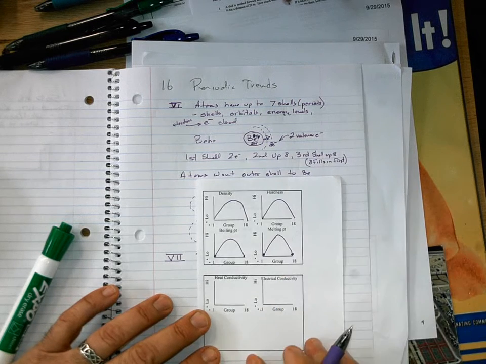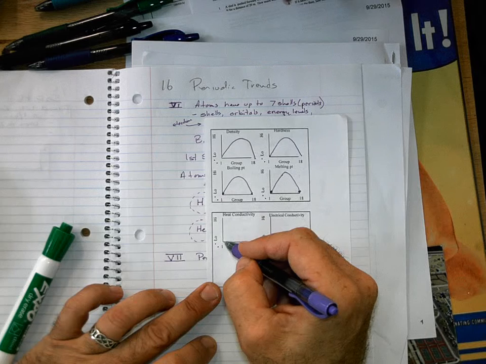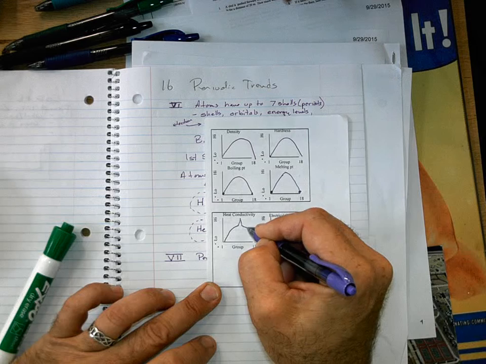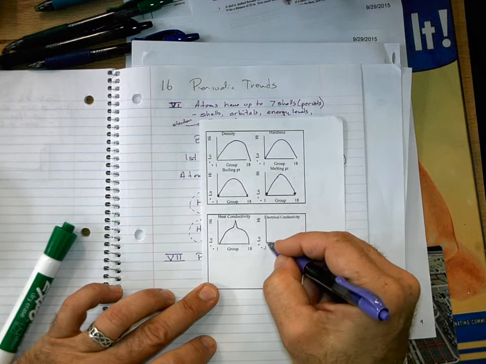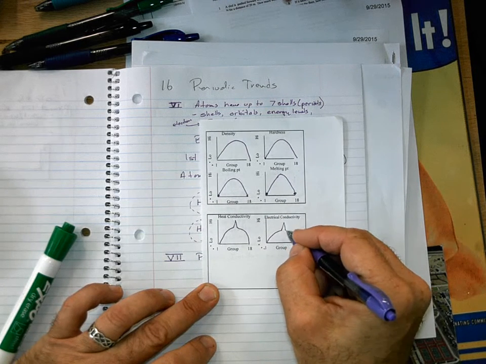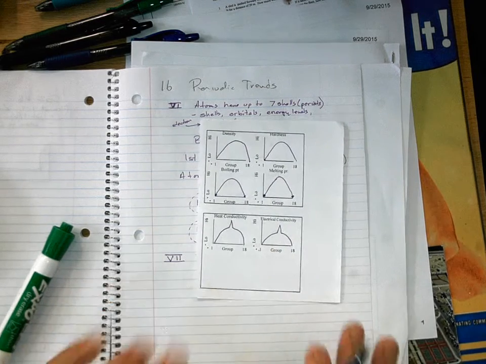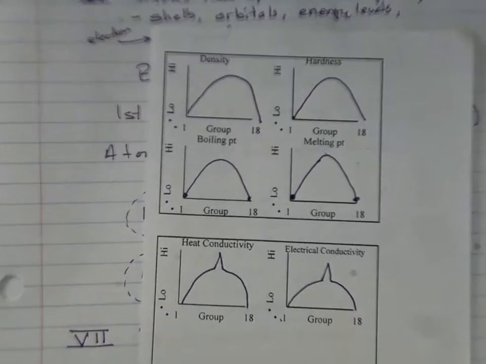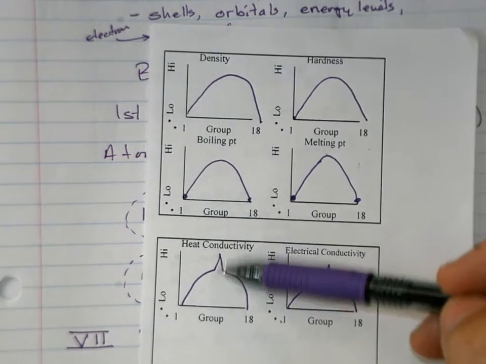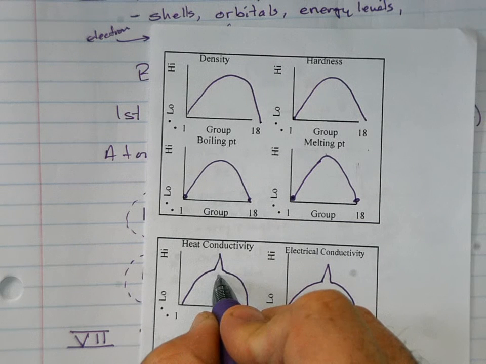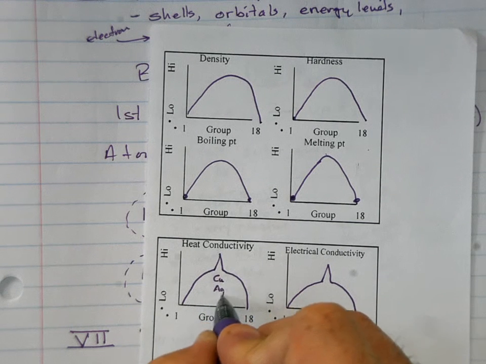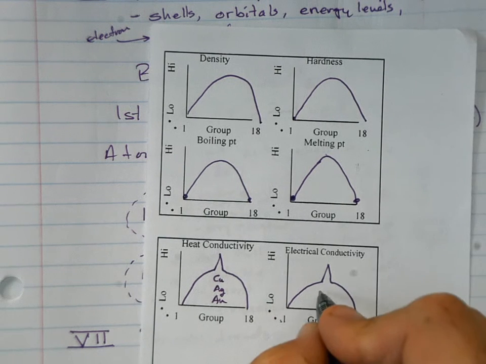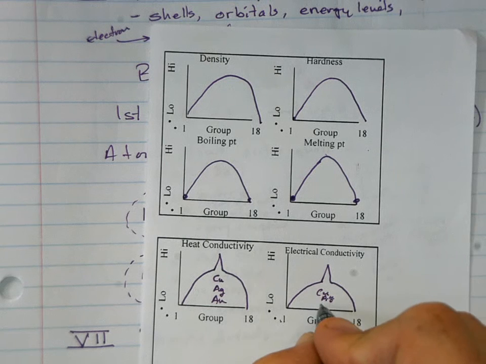Heat conductivity, the same thing happens, but this one's kind of interesting. It goes up, and then, boom, there's a spike, and then it comes down. Same thing for electrical conductivity. It goes like this, boom, there's a spike, and it goes down. These spikes, by the way, tend to be the elements copper, silver, and gold. And for electrical conductivity, copper, silver, and gold.